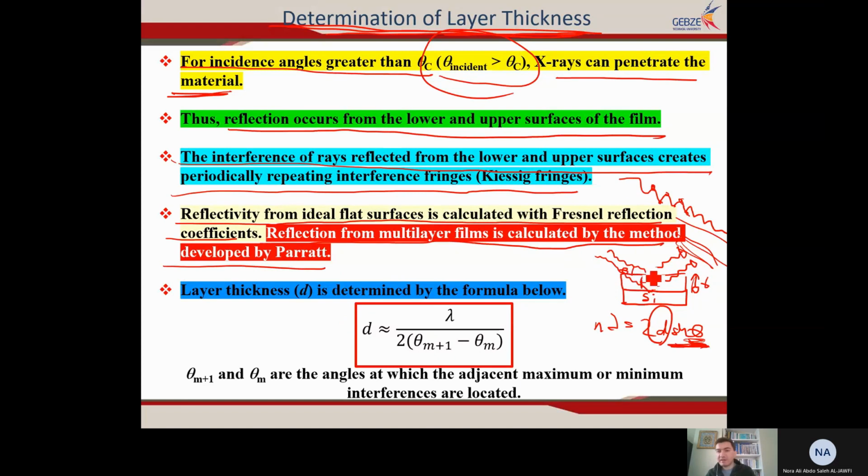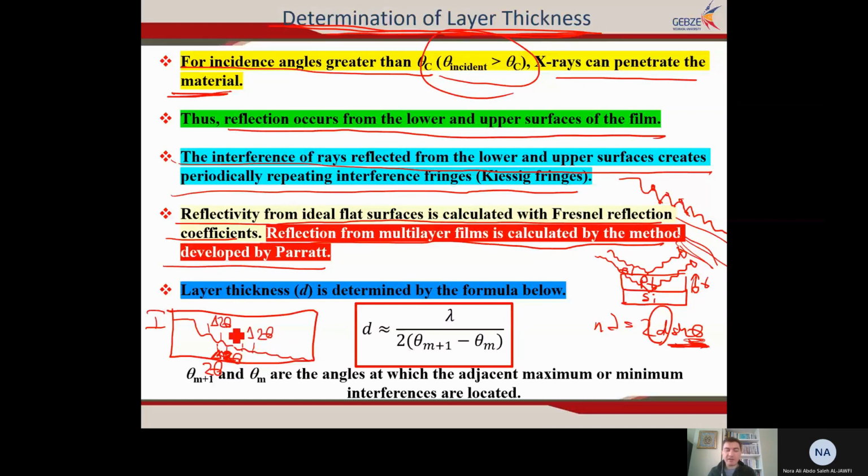So if you have a single layer like this one, from the X-ray reflectivity data you can easily calculate the thickness. How? Let me show you. This is the intensity. This is the 2 theta. Okay, this is the reflectivity curve. Here we have delta 2 theta between two neighboring minima, or here between two maxima we have delta 2 theta.